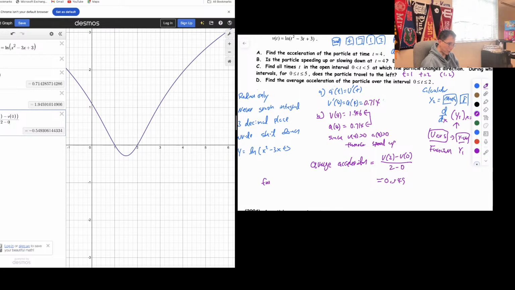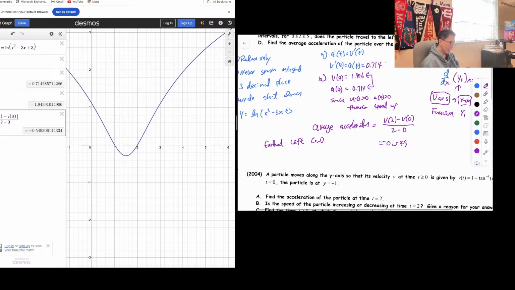So if I want the furthest left between 0 to 3, that means I must include the endpoint, right? So it'll be T and displacement, so the distance.